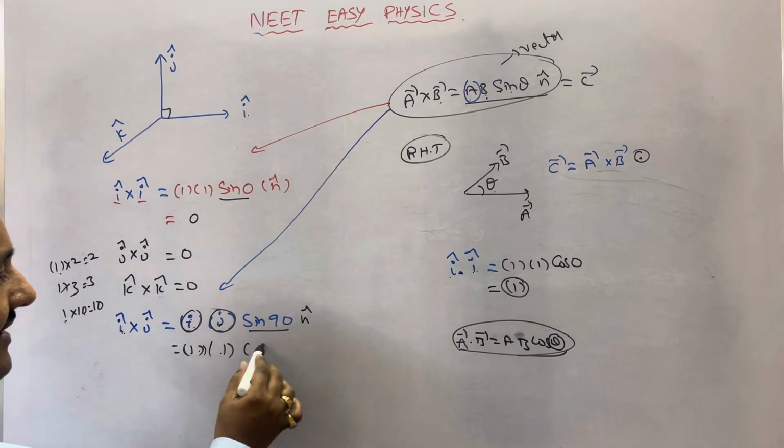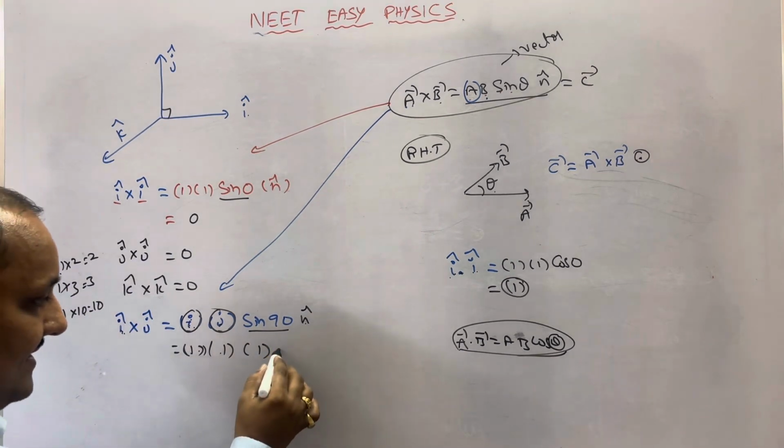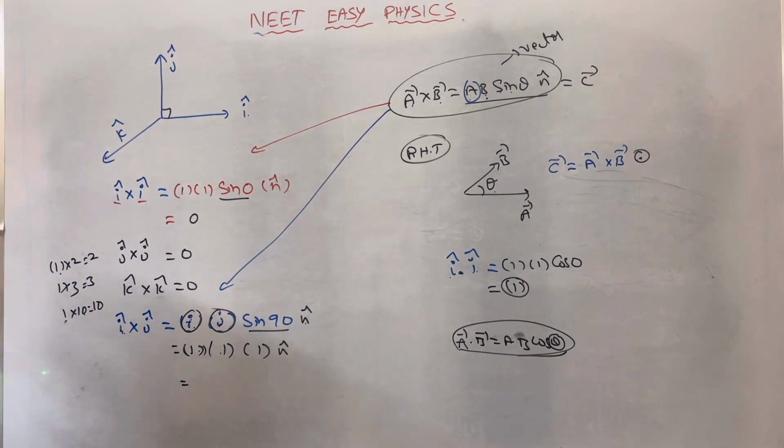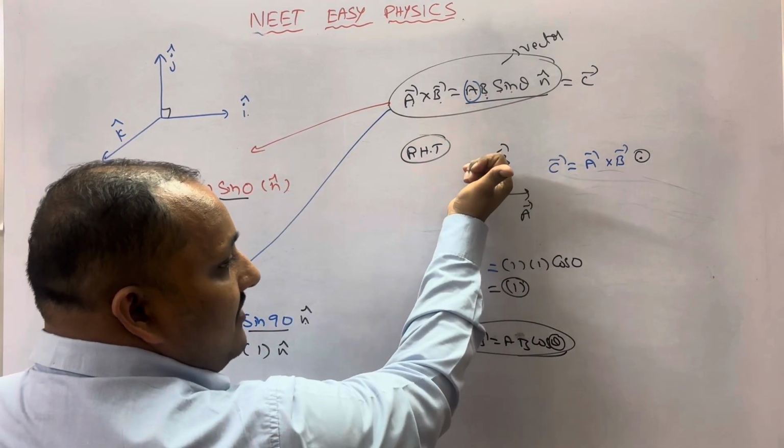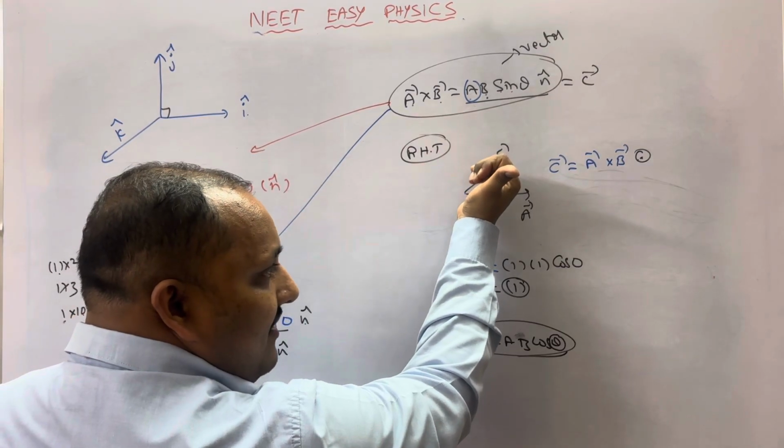What is sin 90 value? This is also 1. Now, see this. This is going to be n cap. Now, finally, n cap is remaining. What is this n cap direction we said? According to the right hand thumb rule, if it is A bar cross B bar like this, in which direction is C bar coming?